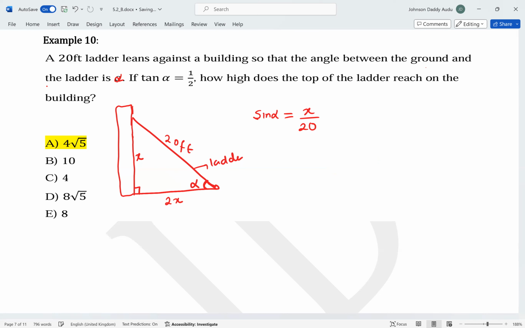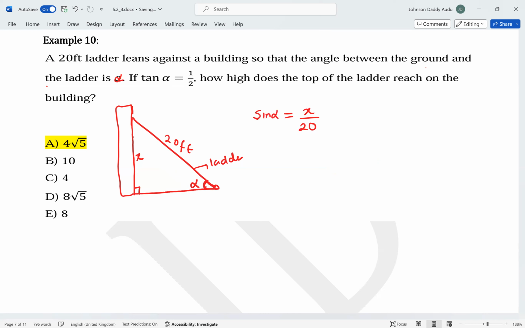So this is x and this is twice of x. Then we can use Pythagoras theorem to find what is x. Is that okay? Because this x is what we need. Don't forget, let me come again. But before I do that, let me just leave this for now. Let's say we don't know what this is, and we want to use this information.